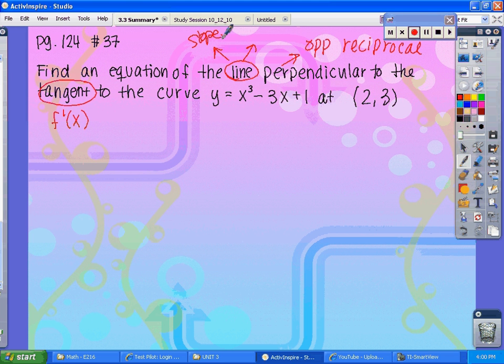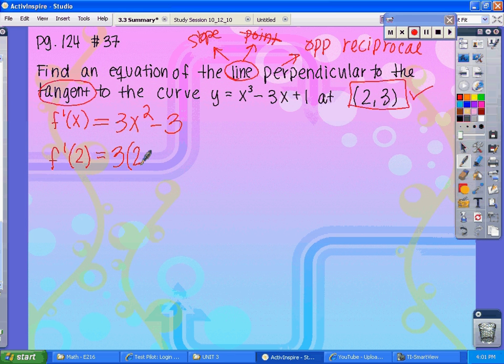Do we have a point? Yes. Here's my point. So that's a check. So this I have. Do I have a slope? No. That's what we're going to use the derivative for. So we get 3x squared minus 3. We're trying to find the derivative at 2, the point. The 3 is the y-value of the point on the curve. In the derivative, you're only substituting in the 2. So you get 12 minus 3, which makes 9. So this is the slope of the curve at the point 2 comma 3.